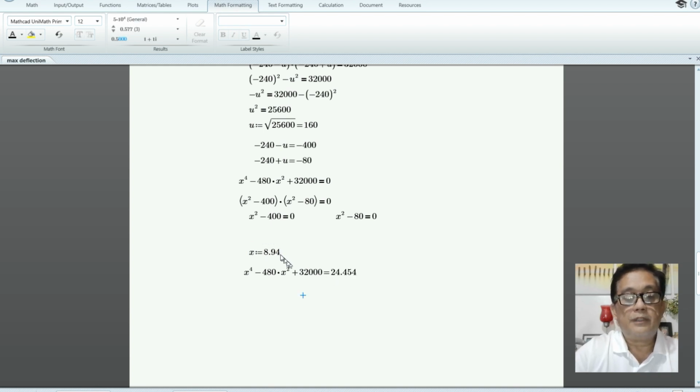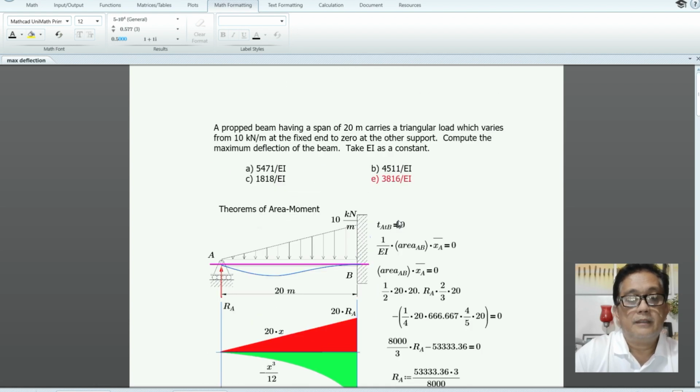That's positive 24. Let's say 8.945 comes negative. So let's reduce this to 8.944. Now it's positive. 8.9445. 8.9444. Still negative. Let's say 8.9442. 0.412. So if we are going to use 3 decimal places, our answer will be 8.94. So again, the answer to this problem is letter E, 3816 over EI.